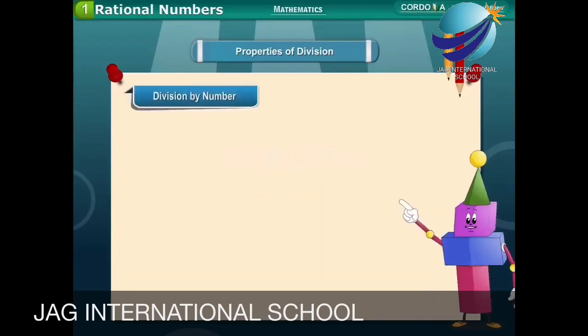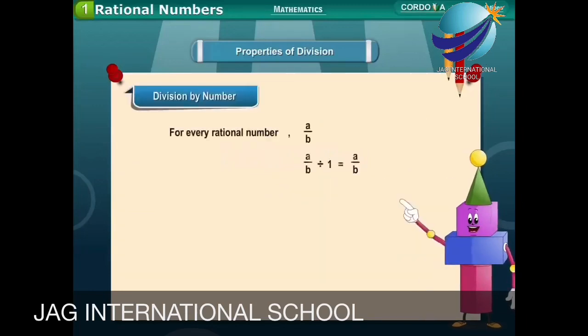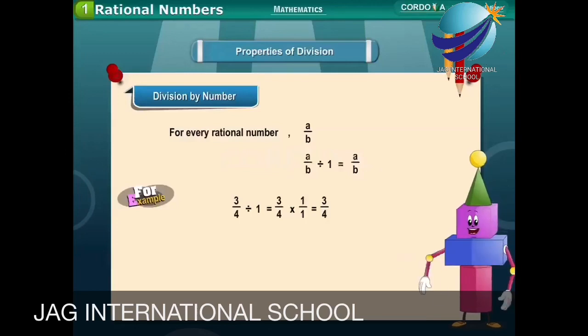Division by number 1. For every rational number a/b, a/b divided by 1 is equal to a/b. For example, 3/4 divided by 1 is equal to 3/4 × 1/1, which is equal to 3/4. Similarly, a/b divided by -1 is equal to -a/b.